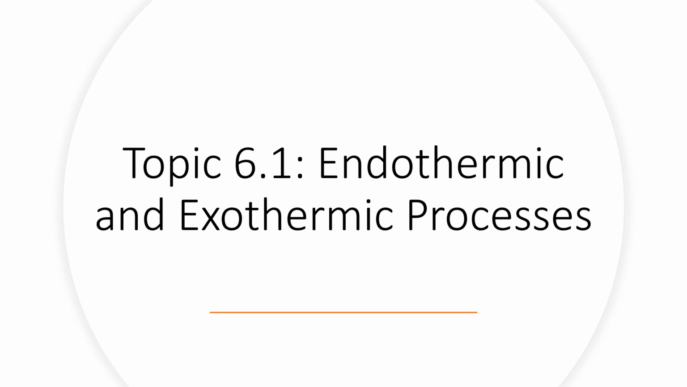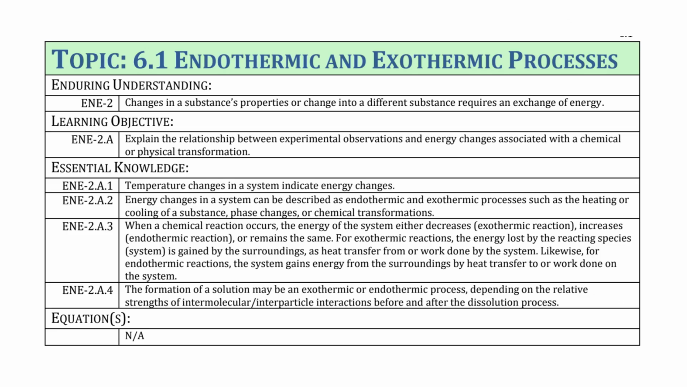This is AP Chemistry topic 6.1, endothermic and exothermic processes. The objective for this topic is to be able to explain the relationship between experimental observations and energy changes associated with a chemical or physical transformation. So we're going to be looking at temperature changes, energy changes, so types of reactions, specifically exothermic or endothermic. So we're going to look at those as well.